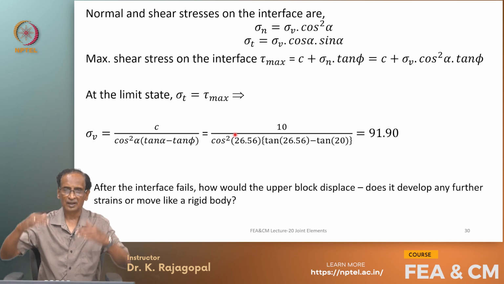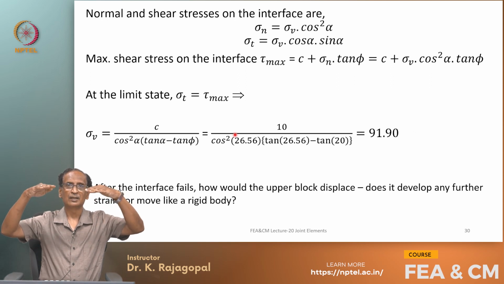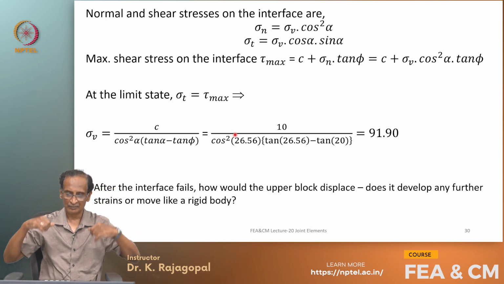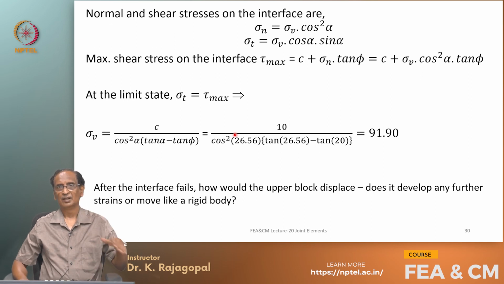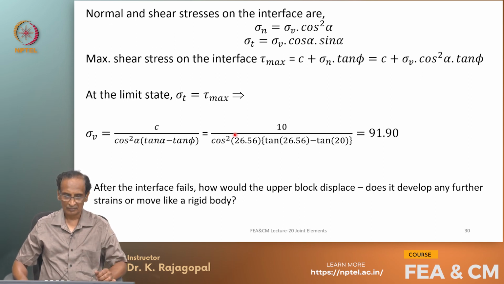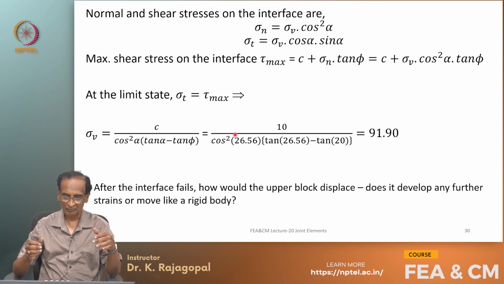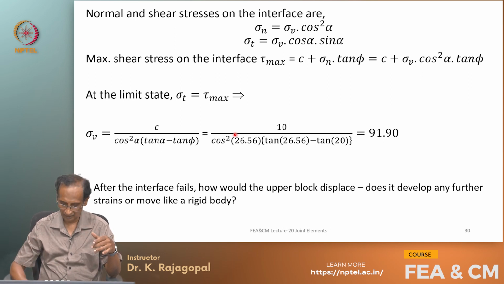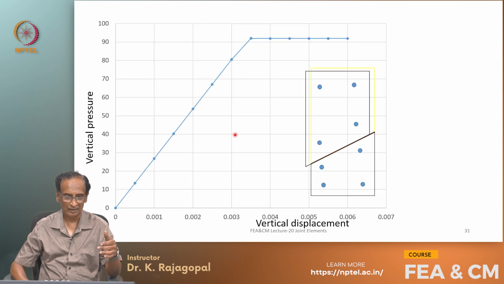So actually we are applying vertical deformations at the upper surface, and then the upper block is moving. After the interface reaches the limit state, what would happen to the strains within the upper box? Will the strains continue to increase, or will it move like a rigid body? That we can see by performing the finite element analysis and looking at the results.